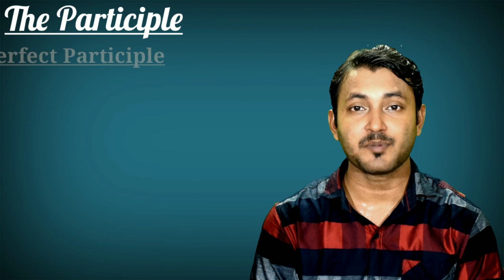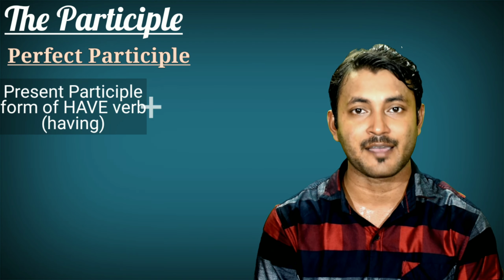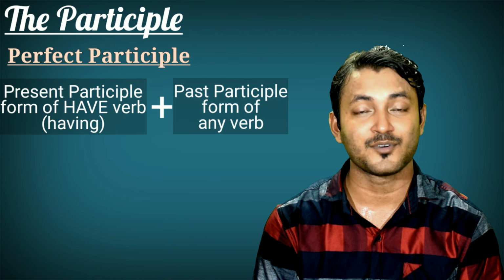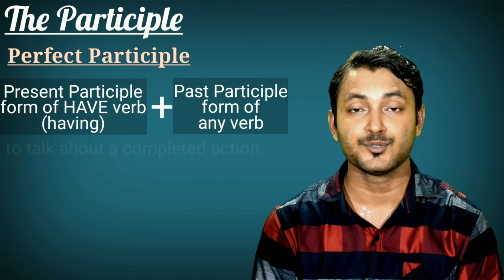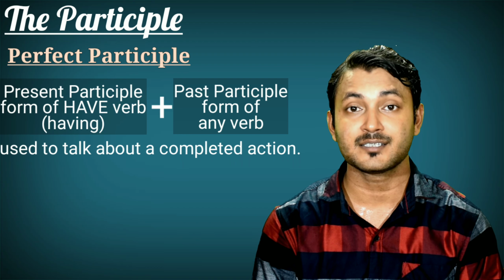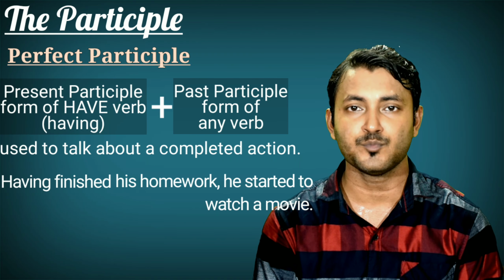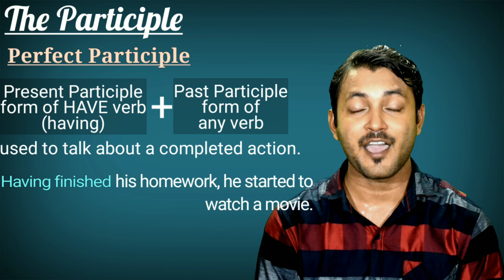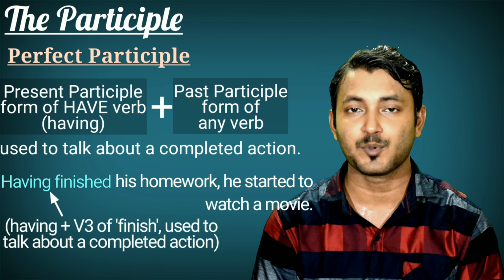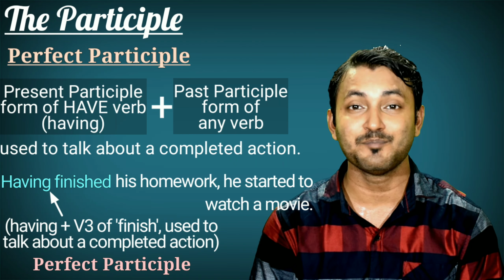Now what is a perfect participle? A perfect participle is the combination of the present participle form of the have verb and the past participle form of any verb that is used in a sentence to talk about a completed action. Like in the sentence, having finished his homework, he started to watch a movie. In this sentence, having finished is the example of a perfect participle that is used to talk about a completed action.